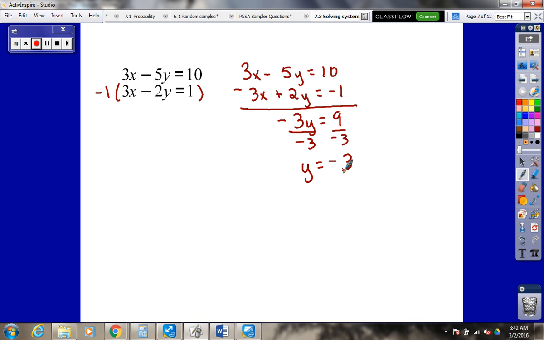Okay, put it into the top. Okay, so the top we have, I'm just going to rewrite it here so we can see it. 3x minus 5y equals 10. Now be careful, a lot of times we solve for x. Make sure you actually put this in for y and not for x. So 3x minus 5 times negative 3 equals 10. Adam, can you finish this up for me?